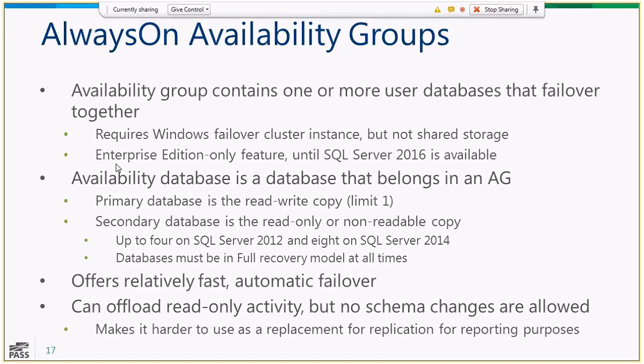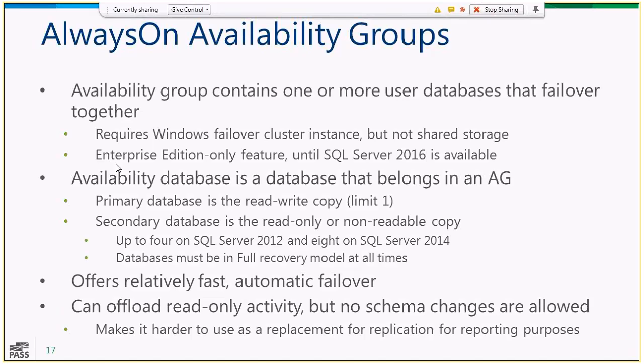And all of your databases, when you do this, have to be in full recovery model at all times. So you can't be switching it to bulk log, for example. They have to be in full at all times. And this gives you pretty fast automatic failover if you set it up correctly. And it's also possible to offload some of your read-only activity to your secondary servers, but unfortunately you can't make any schema changes to the secondaries.